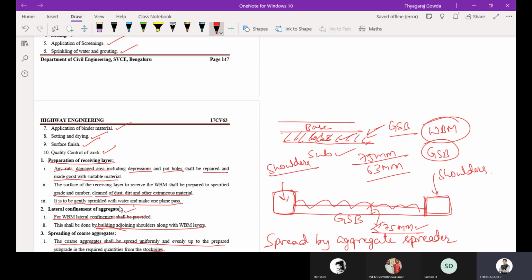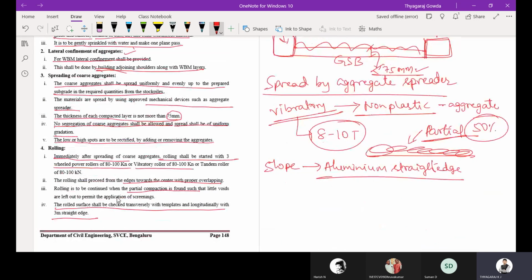For preparation of the receiving layer, that is the GSB layer, you are going to rectify it. If there are any defects, you are going to repair them before construction. Then lateral confinement you are going to provide by building the adjoining shoulders. Then you are going to lay the aggregates and spread them using a mechanical spreader.